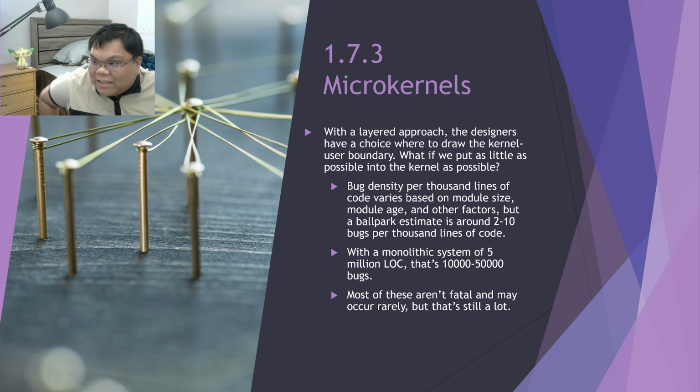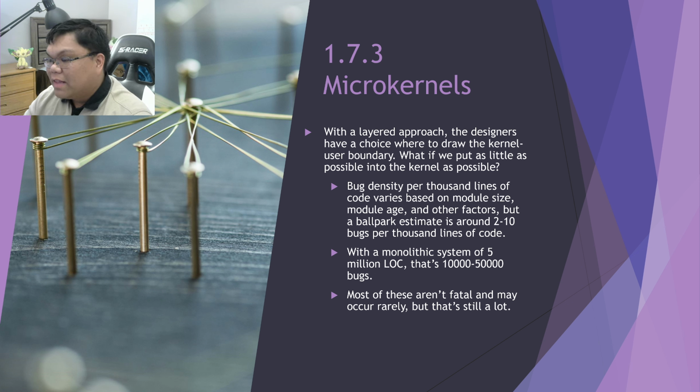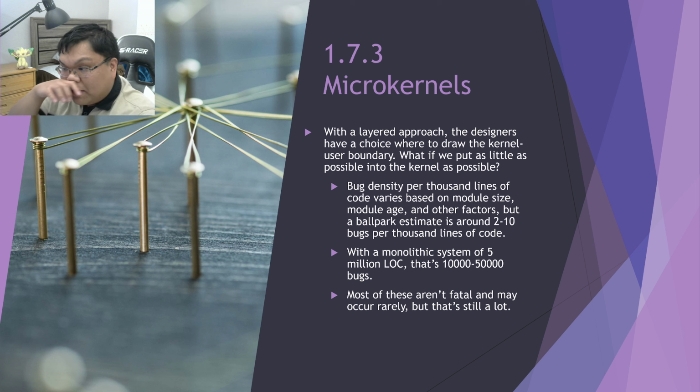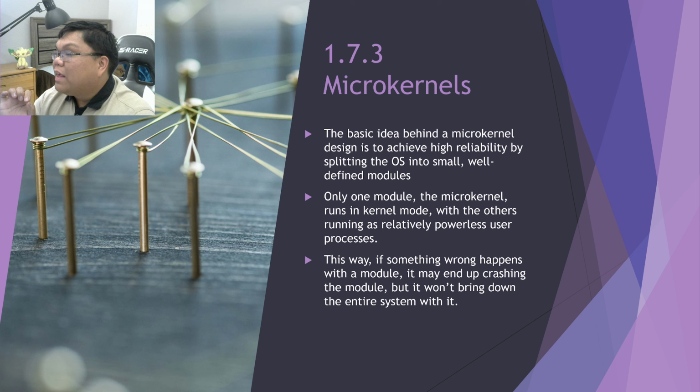Anyway, bug density per 1,000 lines of code. That's going to vary based on module size, module age, but a ballpark estimate is something between 2 and 10 bugs per 1,000 lines of code. With a monolithic system of 5 million lines of code, we're looking at up to 50,000 bugs. Most of these aren't fatal, and many of them occur rarely, but that's a lot of bugs. The idea is this: if we make our kernel as small as possible, we reduce the possibility of having bugs.